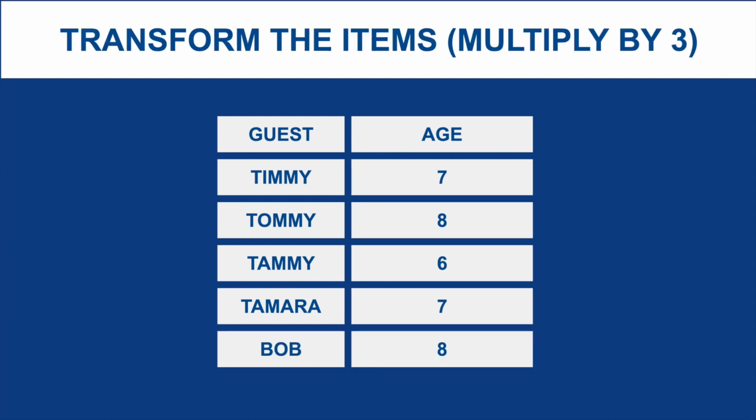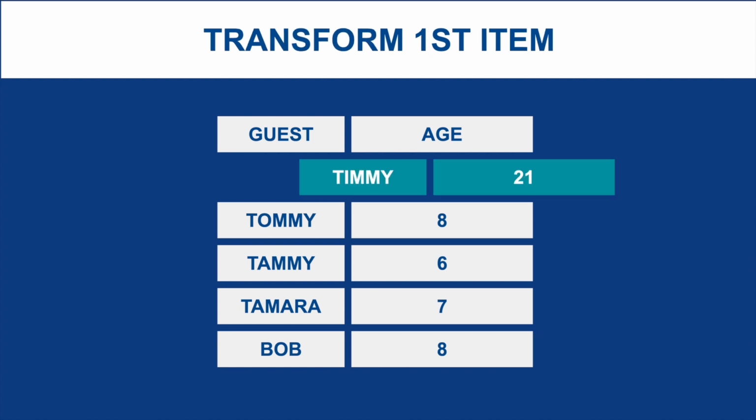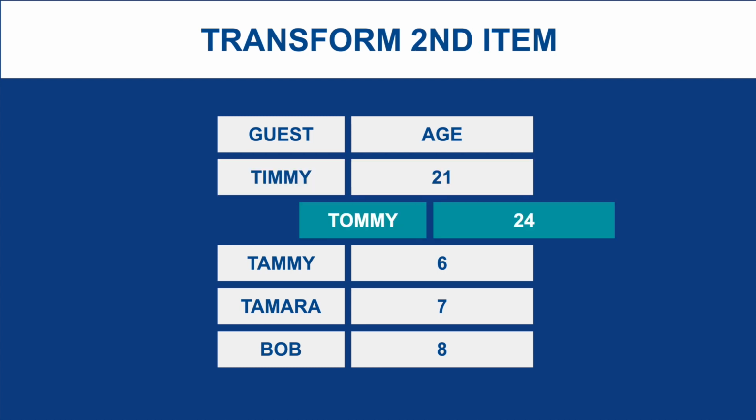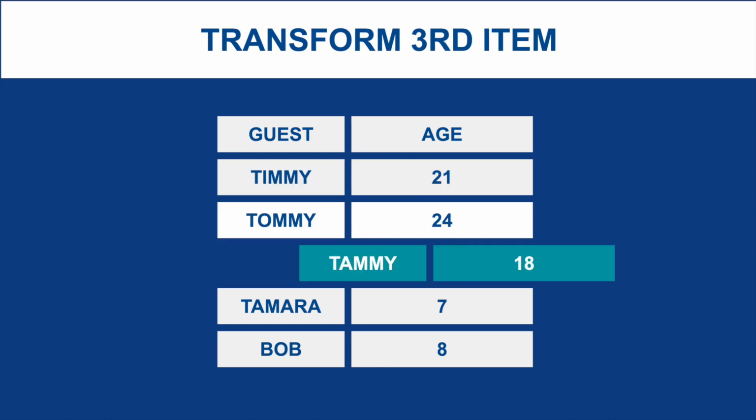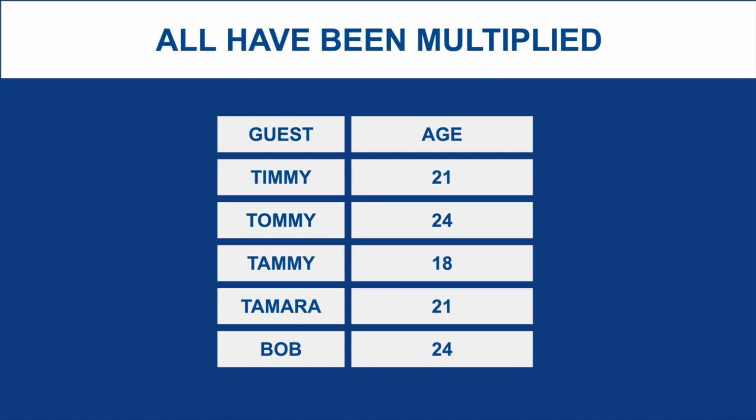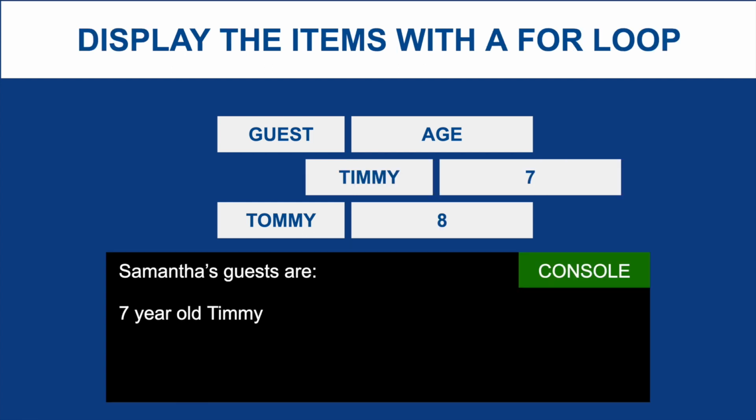The next thing that I want to talk about is transforming the items by multiplying them by 3. So let's go through each of these people individually, each of these kids individually. Let's start with Timmy. Timmy, we multiply his age by 3, we get 21. Then Tommy, we now get 24. And then Tammy, her age was 6, now it's 18. And then we keep going. And then what you get is a list like this, where all of the ages have been multiplied by 3. As you can see, we've actually not filtered anything out. We've just taken every single item in the list and then done something to it to transform it to something else.